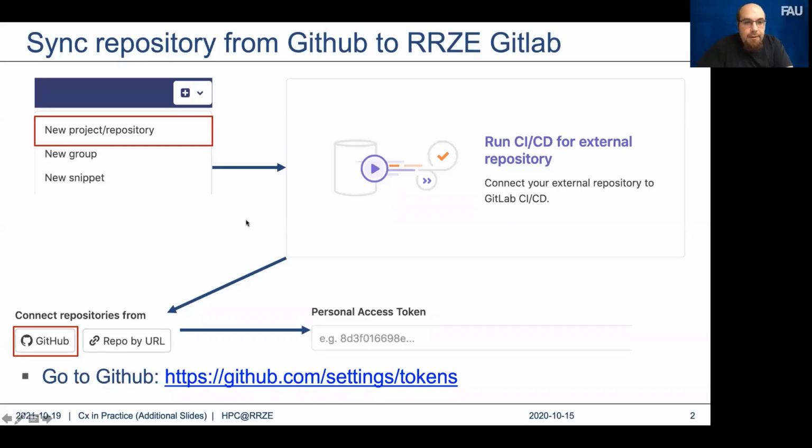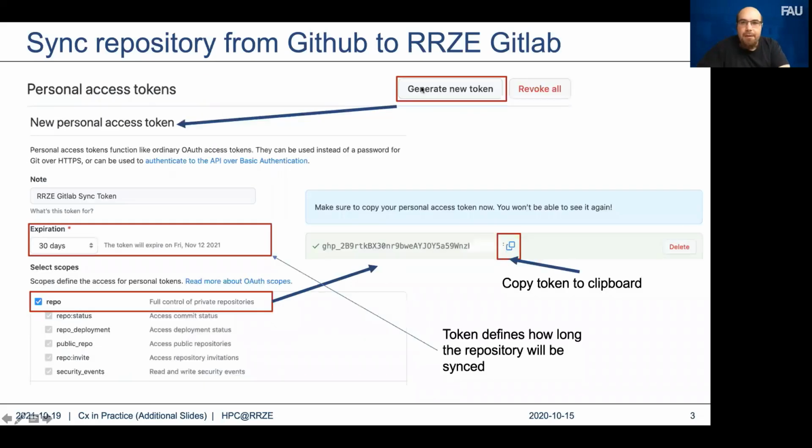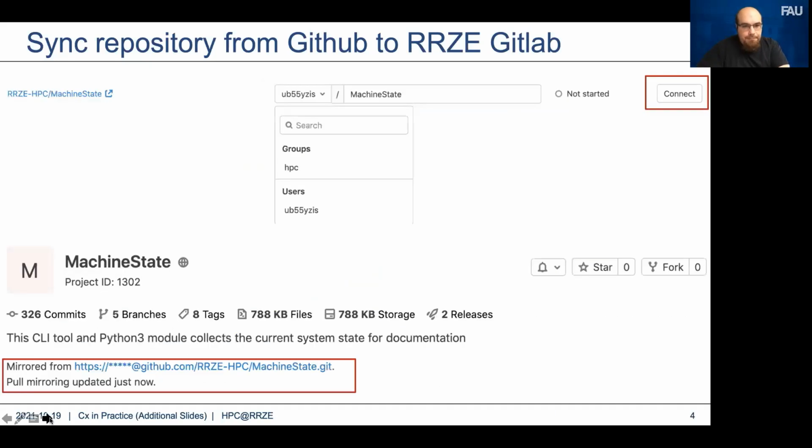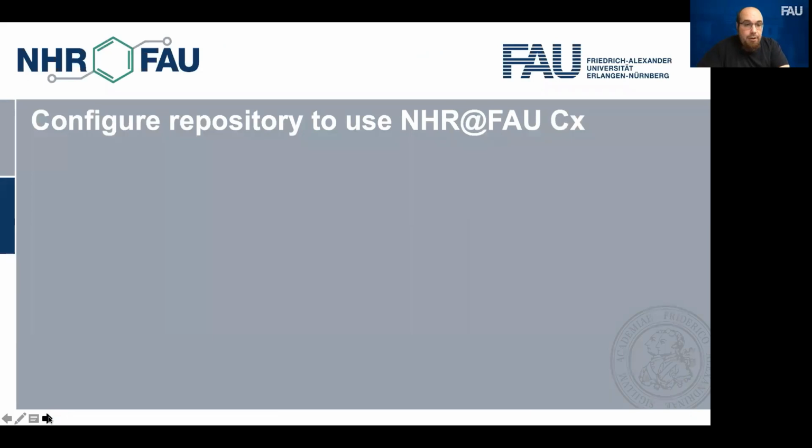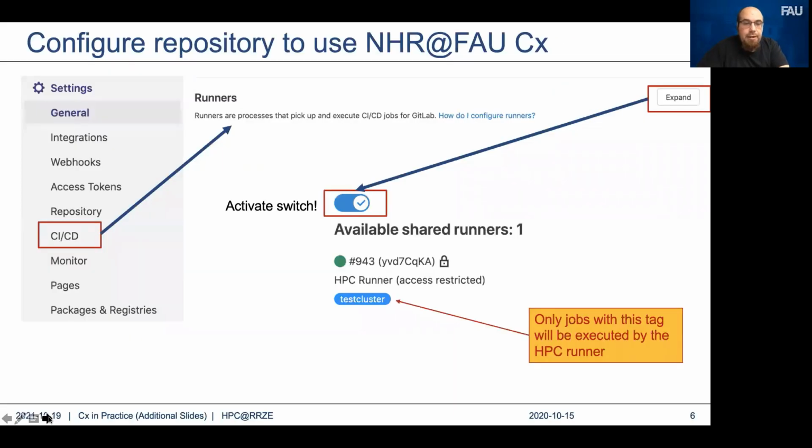There you can just see: use new project, press this button, go to GitHub. Here is how to generate a new token, here also with comments and so on. And also how to configure a repository to use the NHR FAU services. These both will be downloadable at the HPC Cafe page.